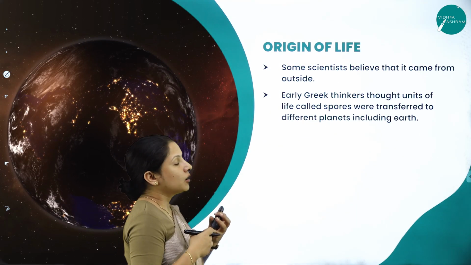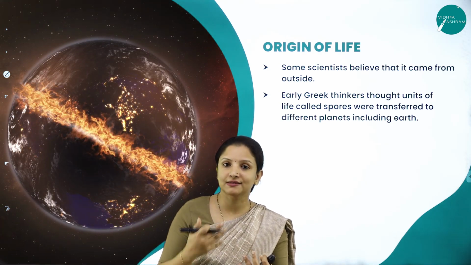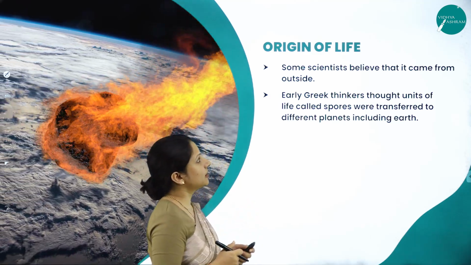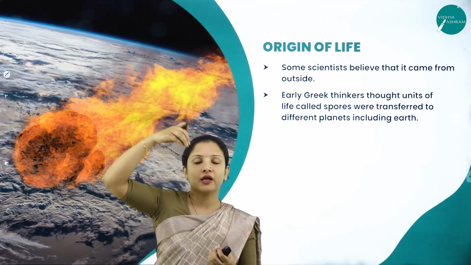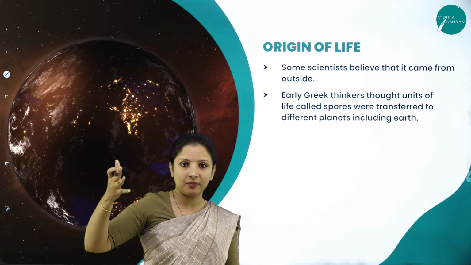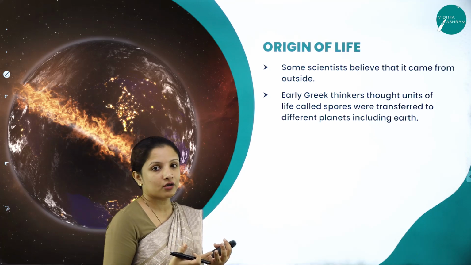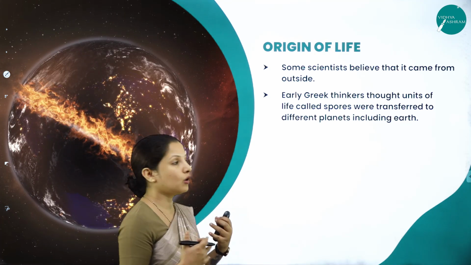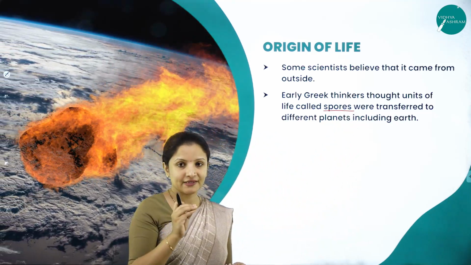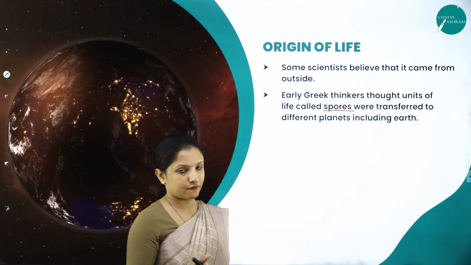We'll look into how various scientists put forth their ideas for the origin of life. That is how exactly life or organisms appeared on this planet. So some scientists believe that it came from outside, that is it came from the universe, from the galaxies, or it came from space. So the early Greek philosophers or thinkers thought that life came from spores, small contents that came from space, and they called them spores, and these spores fell on the earth and developed into new life forms. This is what they believe.